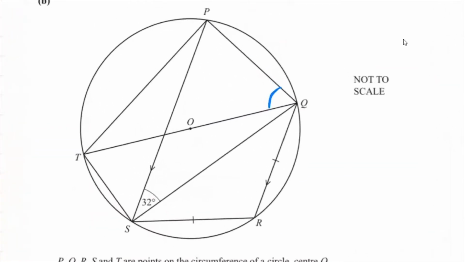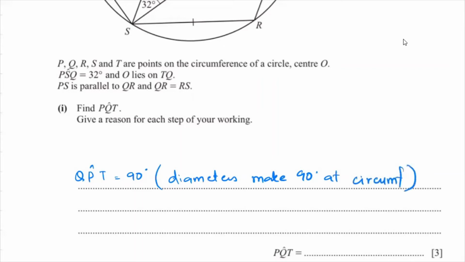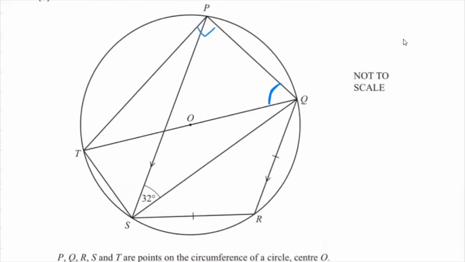The first reason would be you can see that this is a diameter, which means when the diameter meets at the circumference, it's going to make a 90 degree angle over here. So QPT is a 90 degree angle. I'm writing it down. QPT equals 90 degrees. Why? Because diameters make 90 degrees at the circumference. I'm writing the short form of circumference here.